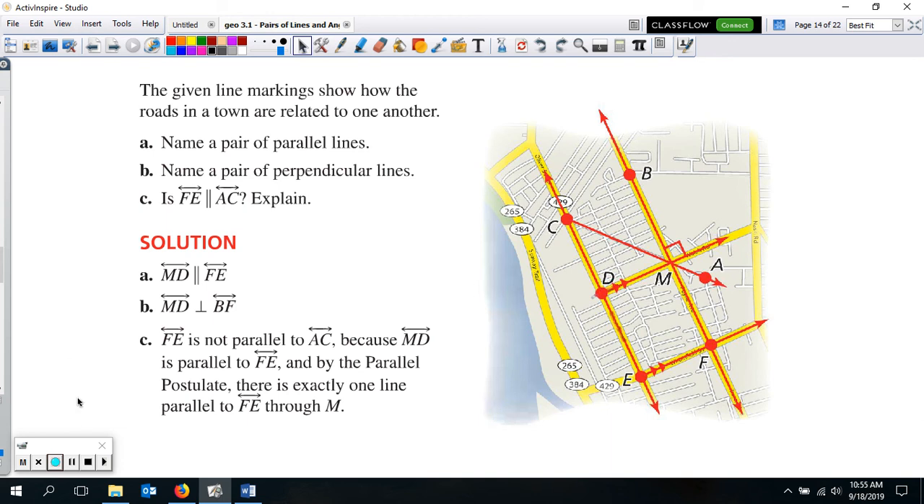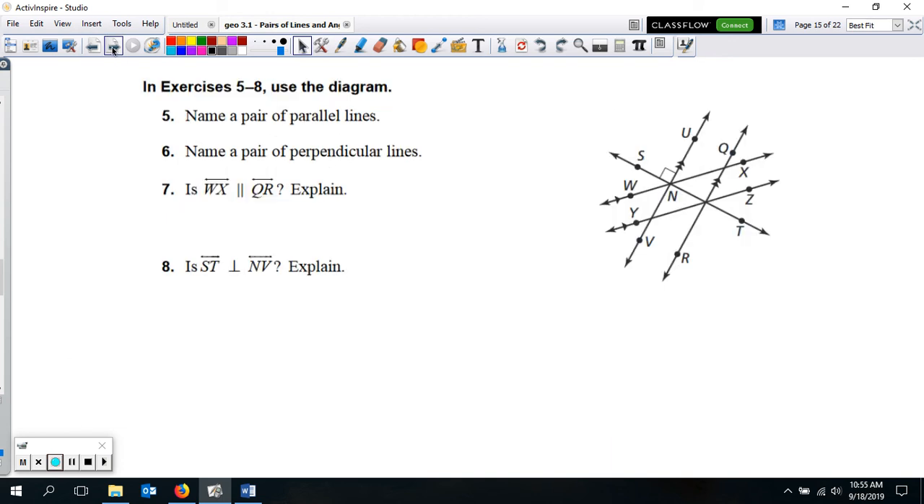All right, let's move on to the rest of our extra practice. The next part of it here, 5 through 8, just says use this diagram, so kind of similar to that one we were looking at. You can see it's got some parallel lines on here from the parallel marks. It's got the perpendicular right there with the right angle. So I'm going to have you try that one. Go ahead and try to do 5 and 6 right there. Name a pair of parallel lines and then name a pair of perpendicular lines. Do that and then go ahead and play the video and see if you name those correctly.